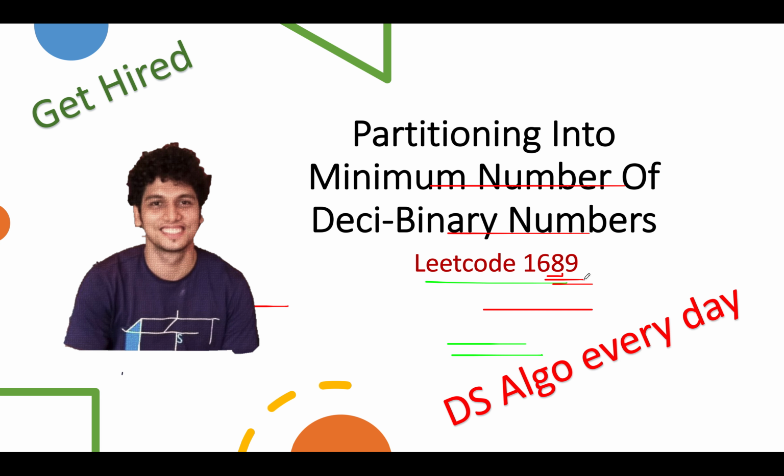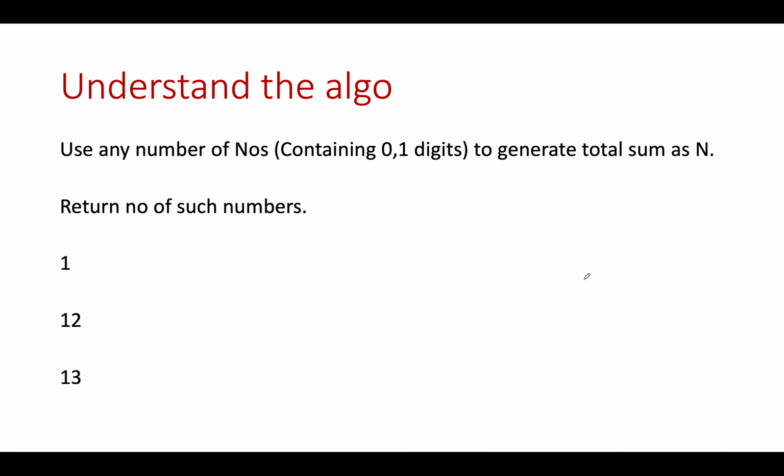LeetCode 1689. There's just one simple trick. If you understand the question properly, you will be able to solve it by yourself. The question says you can use any number of Deci-binary numbers containing 0 or 1 digits to generate a total sum of n, and n is given to us. We need to return the minimum number of such numbers used.